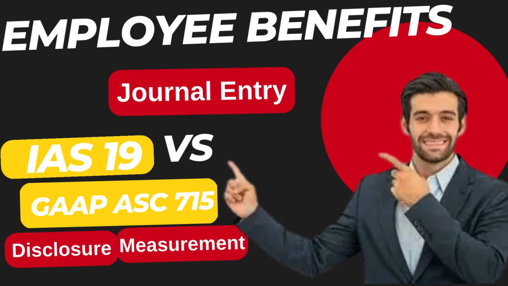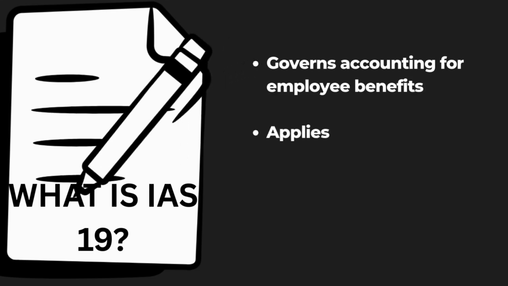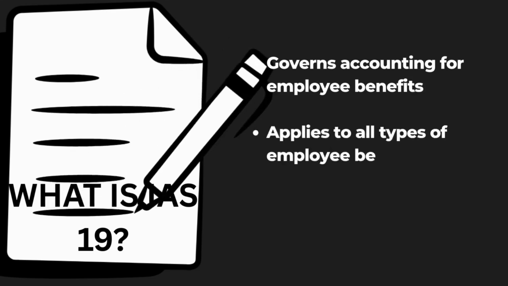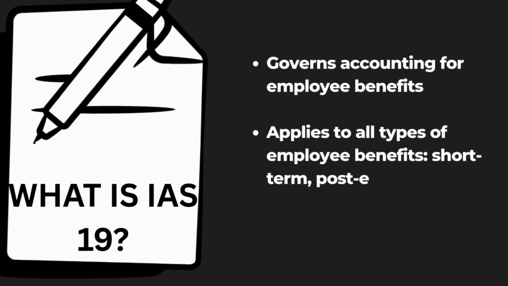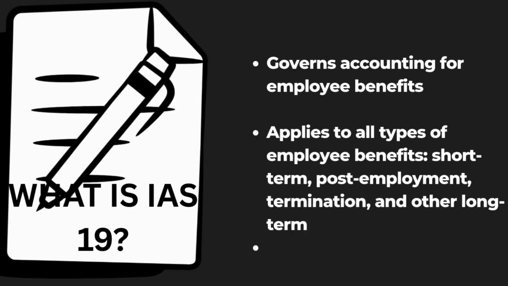Let's begin. IAS 19 is the international accounting standard that deals with employee benefits. It sets out rules for recognizing, measuring, and disclosing all types of benefits employees receive in exchange for their services.